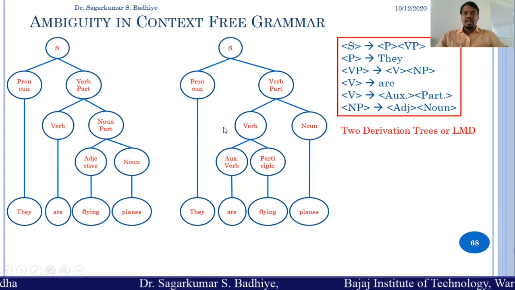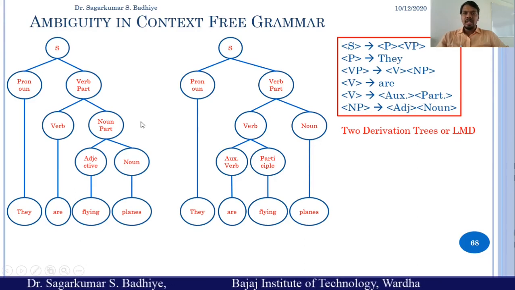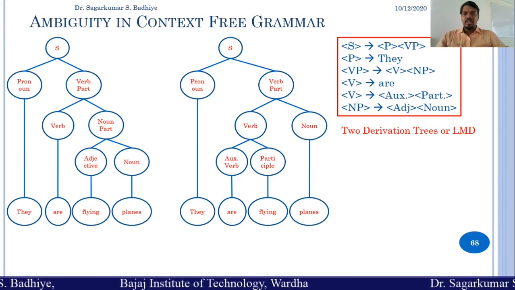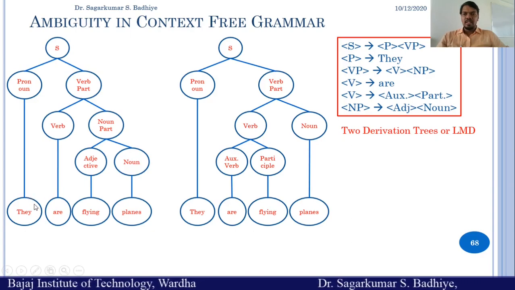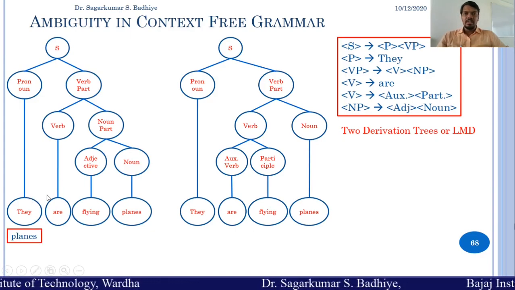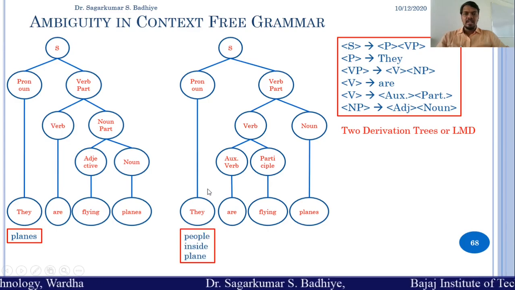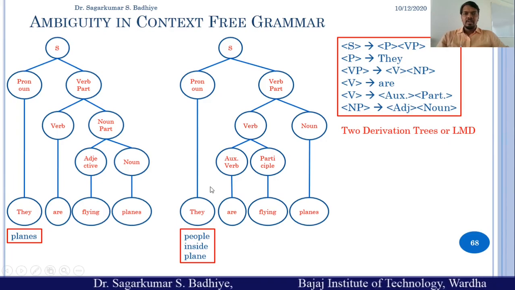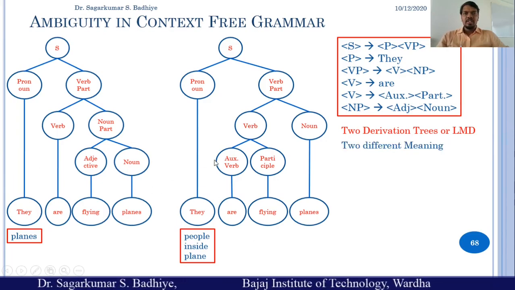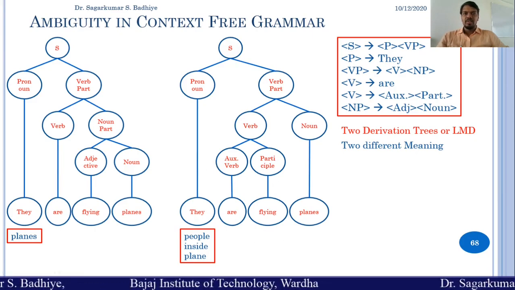So these are two different derivation trees, or you can say two different leftmost derivations. What a leftmost derivation is, we have already seen in the previous class. So the meaning of these two sentences is different. In the first sentence, they refers to the planes that are flying, whereas in the second sentence, they refers to the people inside the plane. Right. So in this way, two different derivations give two different meanings to the parse tree or to the sentence.